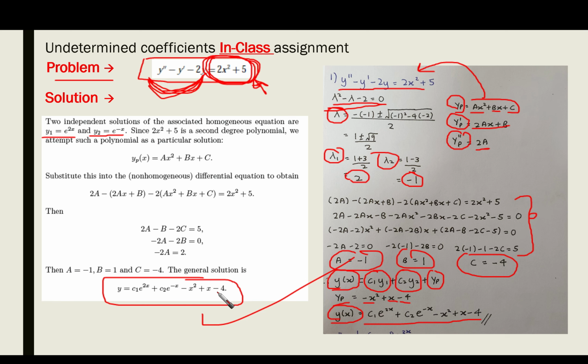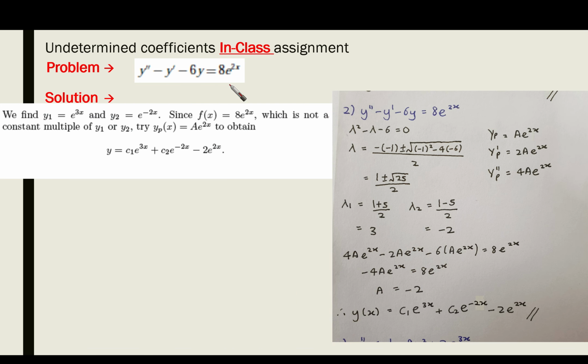Let's have another example in the in-class assignment. Okay, now let's go to this. Look only at this part: y double prime minus y prime minus 6y equals 8 e to the 2x. Now it is an exponential function, so you need to be careful. Look at the associated homogeneous equation and check that the y particular that you are going to guess is okay, that it is not a solution of the homogeneous equation.